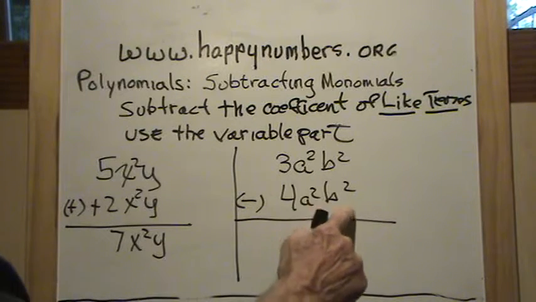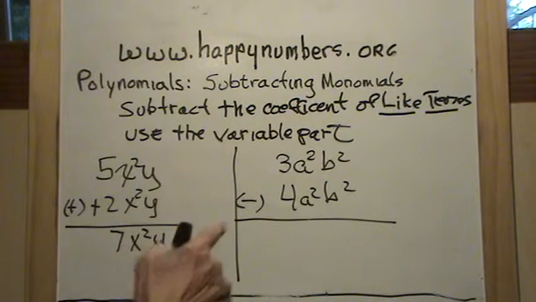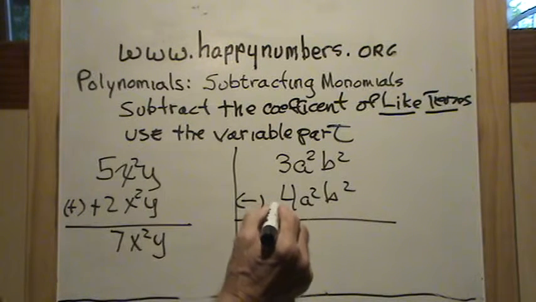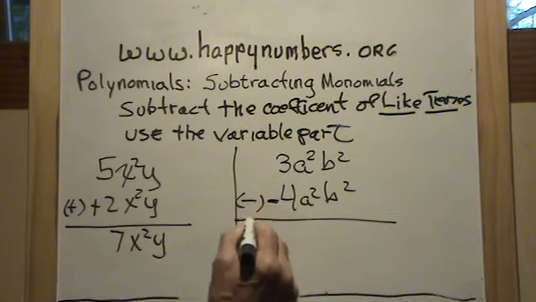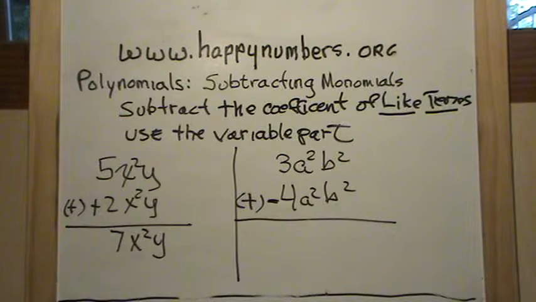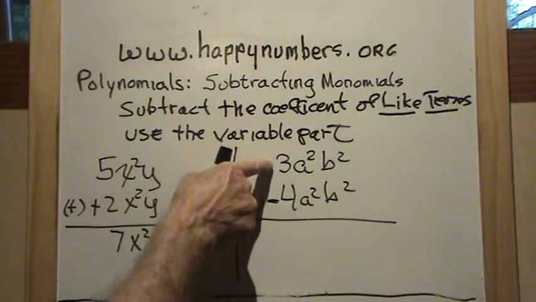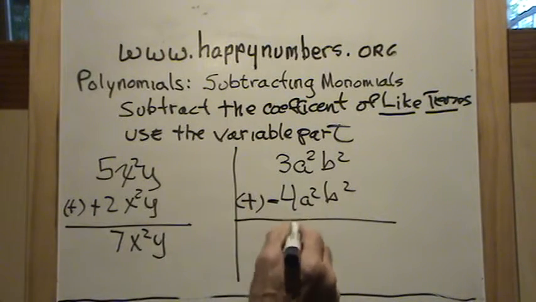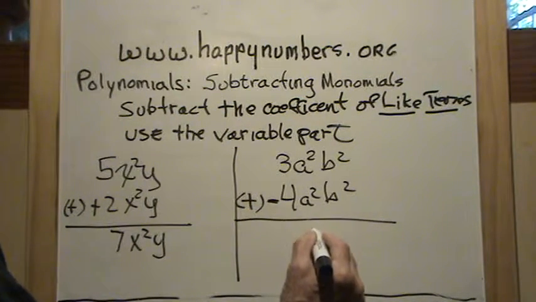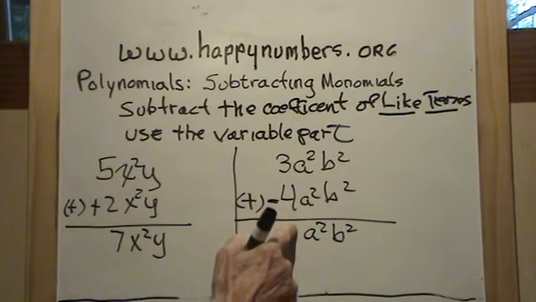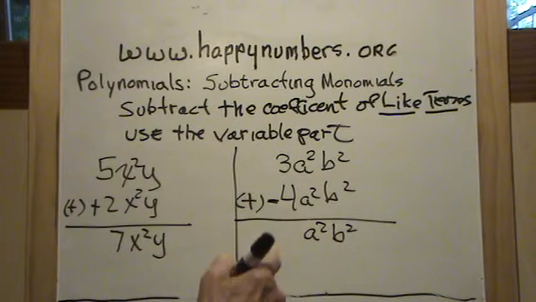Here, our two variable parts are the same, so we can subtract them. So we change the sign of the bottom. This is a positive 4. We make that a negative 4, and we make this an addition problem. We subtract the coefficients. We have a positive 3, negative 4 will give me negative 1. And then I use the variable part. And I don't have to write the 1 because it's understood.